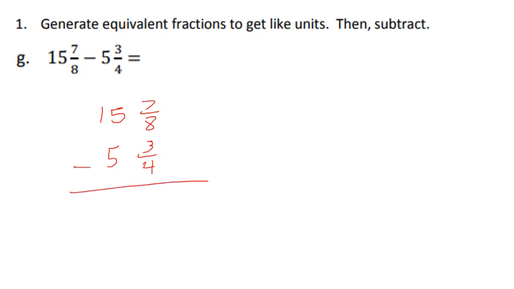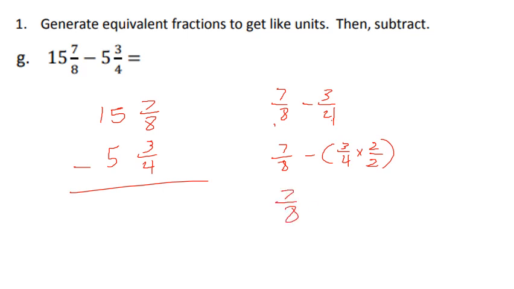Now we're going to go ahead and try to subtract 7/8 and 3/4. In this one, can I turn one into the other? Well, 4 can be turned into 8. So I'm going to go 7/8 minus 3/4. In order to get that into 8s, I've got to multiply it by 2 over 2. Now that gives me 7/8 minus 3/4.